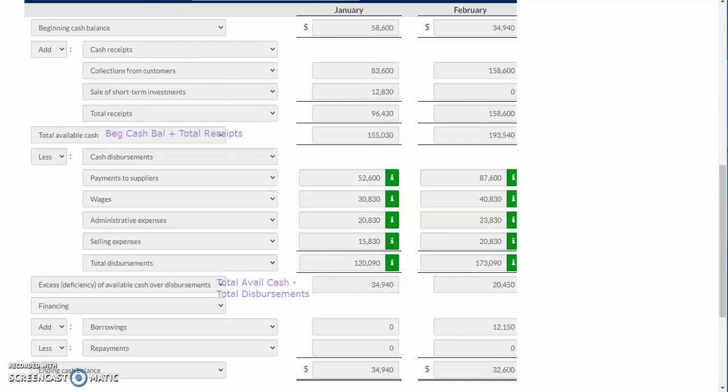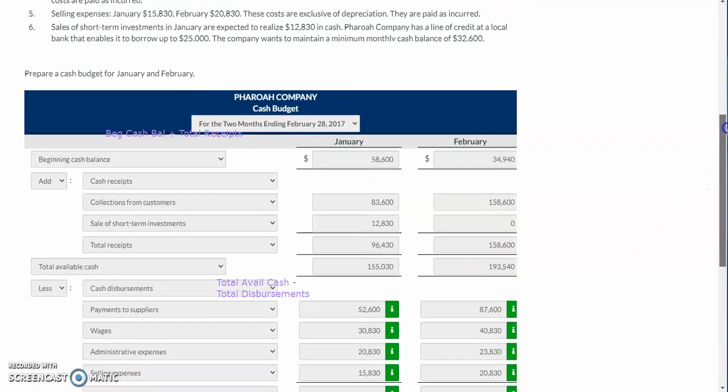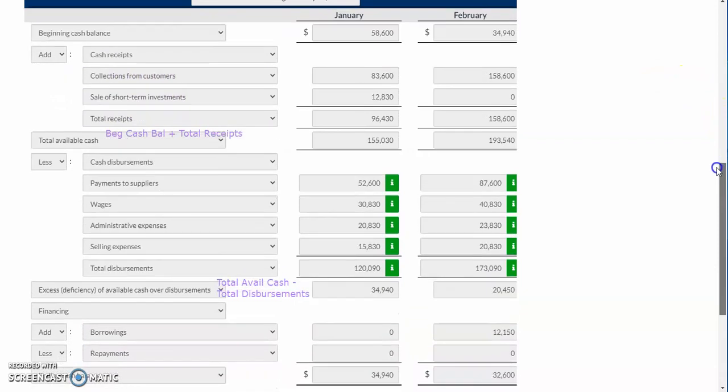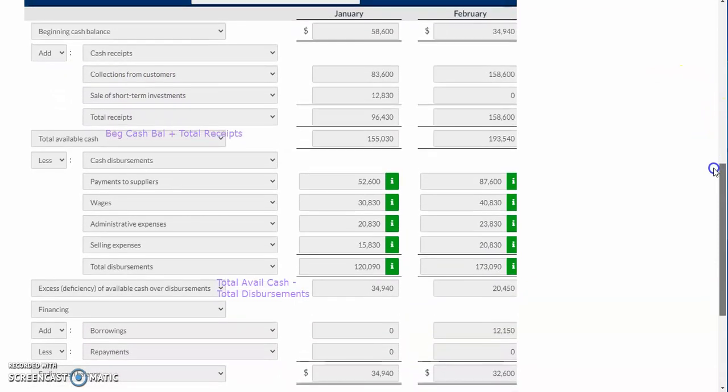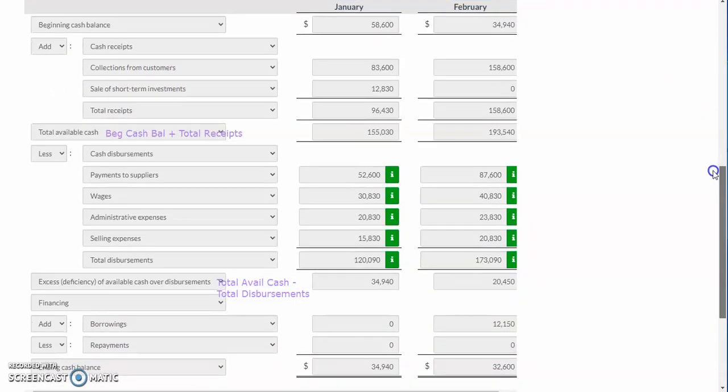And this is where we want to make sure that we have that minimum cash balance that was described earlier in our problem. We want to make sure that we have that minimum balance amount. So in this problem, we saw that the minimum cash balance was $32,600. That's the minimum amount that we want to have. So just keep that in mind.